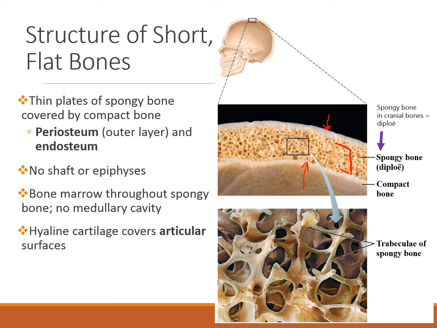Although flat bones do not have a medullary cavity, red bone marrow is often found interspersed among the trabeculae of the spongy bone. Any parts of a flat bone that form a joint will be covered with articular cartilage. Again, this is hyaline. Now, in your cranial bones, your spongy bone has a special name. It's called diploë. Diploë. And that is spelled diploë, with an umlaut.